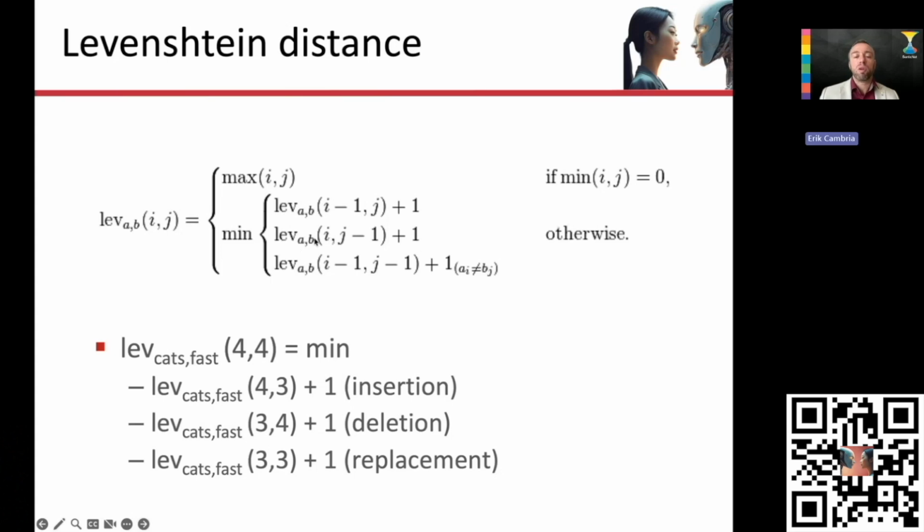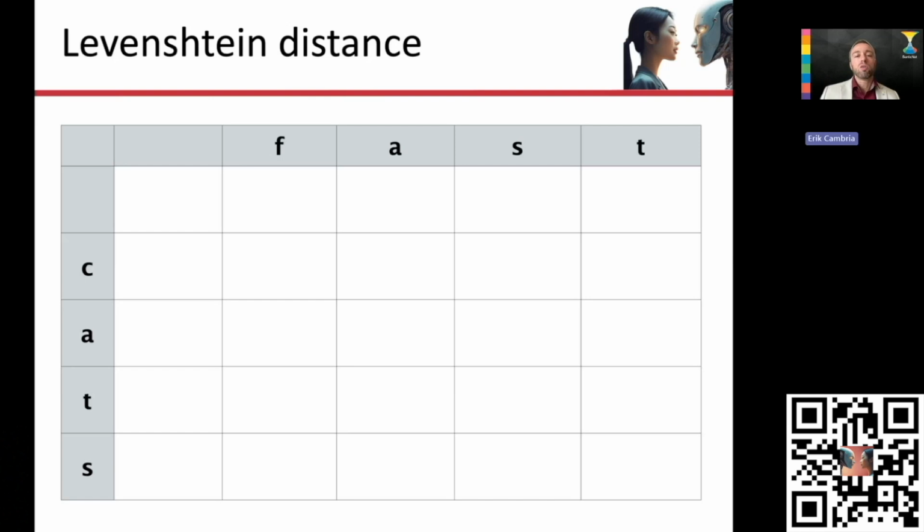So this is the formula. I'm calculating letter by letter what is the cost of going from one word to another. So let's take these two words, fast and cats. I put them in a matrix. I can put fast on the rows and cats on the columns, or vice versa. And then I index them with numbers, the numbers that make up the number of letters. So this just happens to be a square matrix, but you can also have fat or tall matrices. Doesn't matter. You can still calculate the Levenshtein distance when you have two words that are made up of a different number of letters.